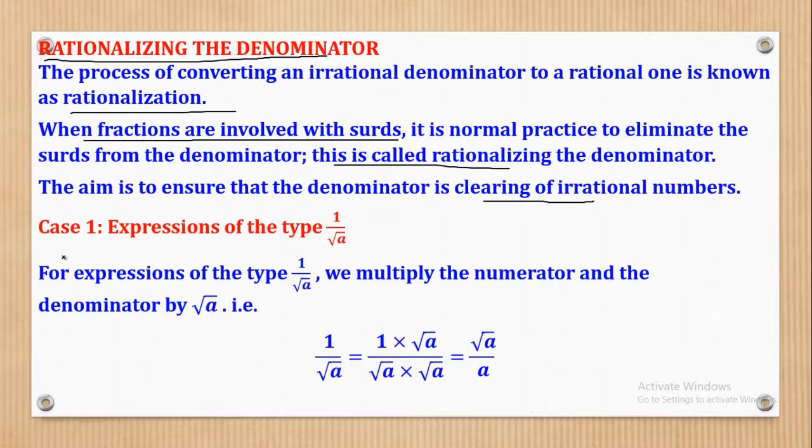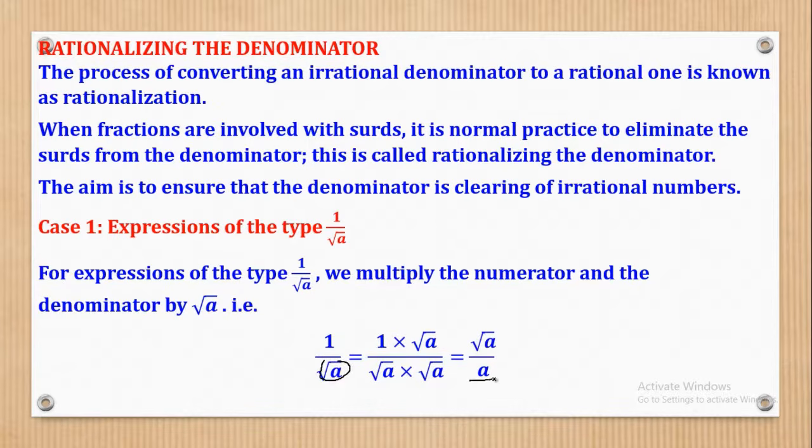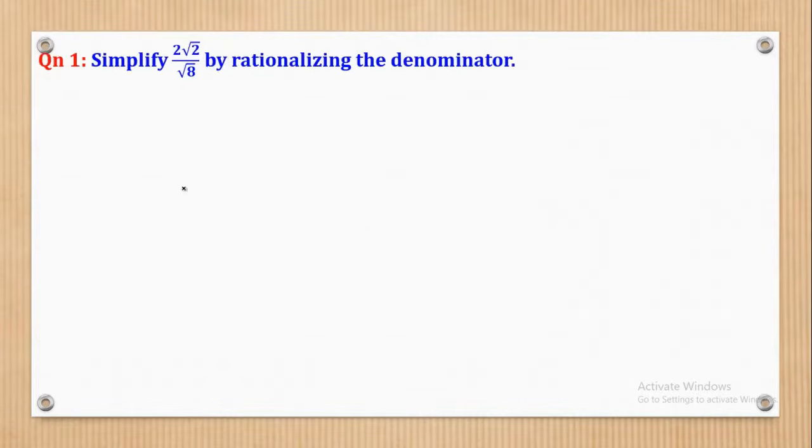Now let's start with case 1, whereby you have an expression of the type 1 over root a. So for expressions of this type, we multiply the numerator and the denominator by root a. For example, if I have 1 over root a, it means that I have multiplied up and down by this root a to come up with root a over a. And in this case, I think we realize that the denominator does not have any surd. Now with that knowledge, let's go through some of the questions. Question 1 says, simplify this by rationalizing the denominator.